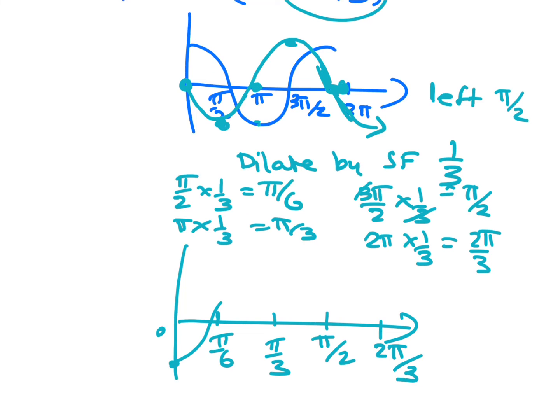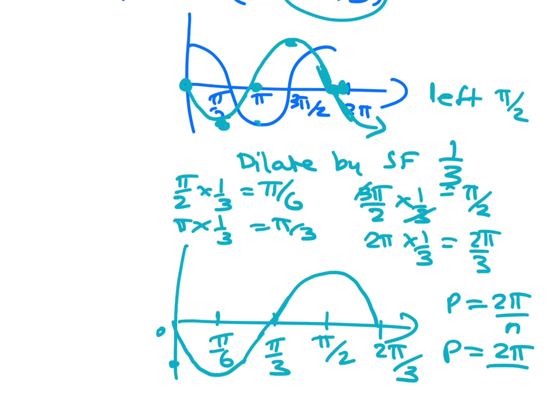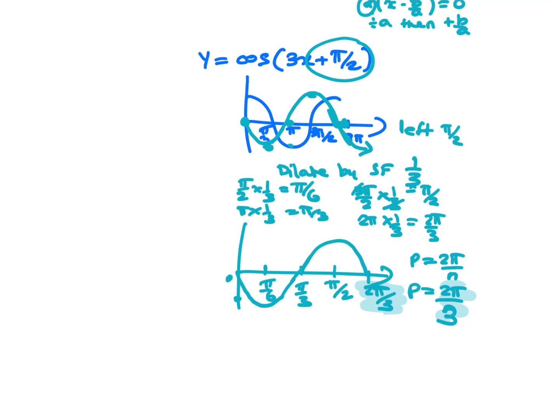So it starts here and it will go, sorry, it doesn't. It goes down first, doesn't it? Down, up, and then back down again. And see, it matches my period. My period's 2 pi on n, and my n is actually 3. So it's 2 pi on 3. And notice that matches the period there. And that 3 comes from the number in front of the x.